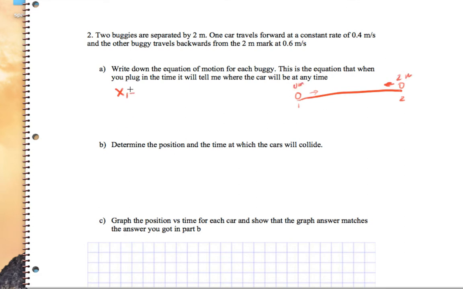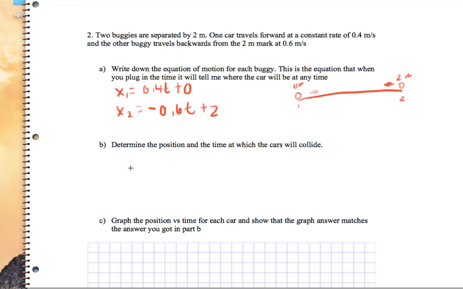So for buggy 1, we've got an equation 0.4t plus 0 because we start at 0. And for buggy 2, we are going backwards at 0.6 meters per second times t plus our y-intercept, which is that we start at 2 over here.